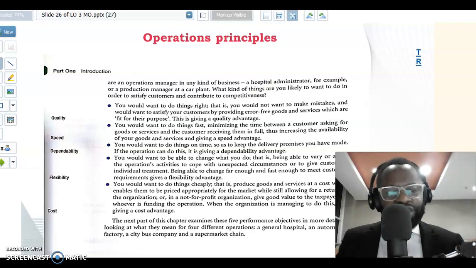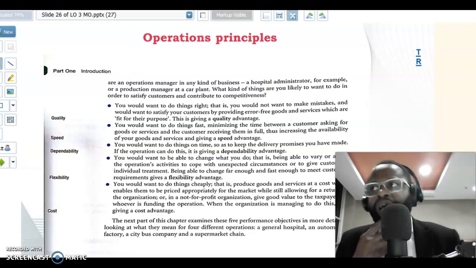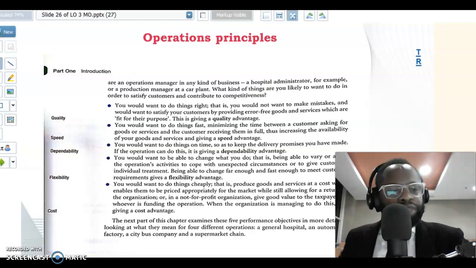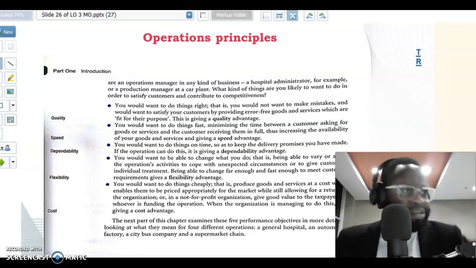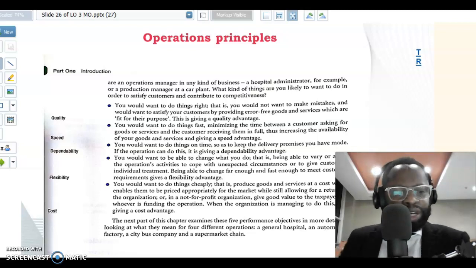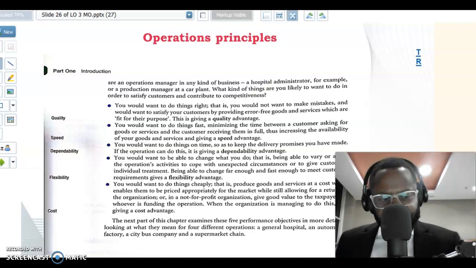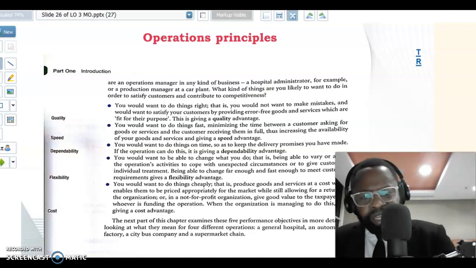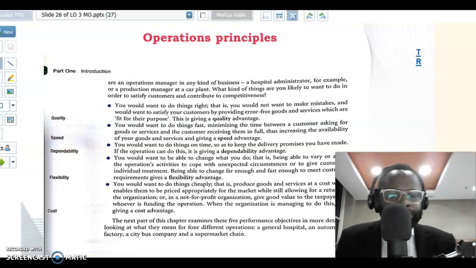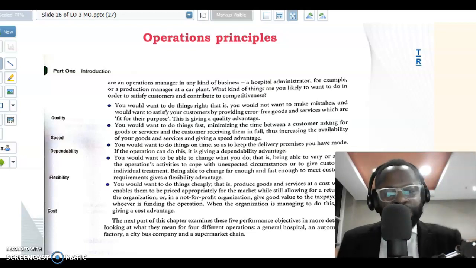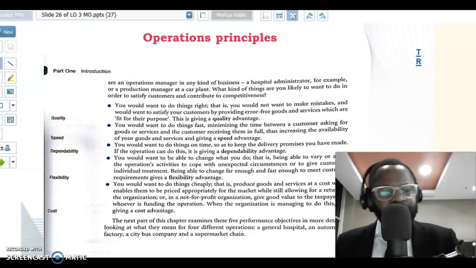So case in point, I'm going to ask some questions. Give me an example of an organization, any organization, where any one of these principles or criteria can be measured. Can you do that, Husna? Can you share with me an example in any organization where, for example, dependability is important?